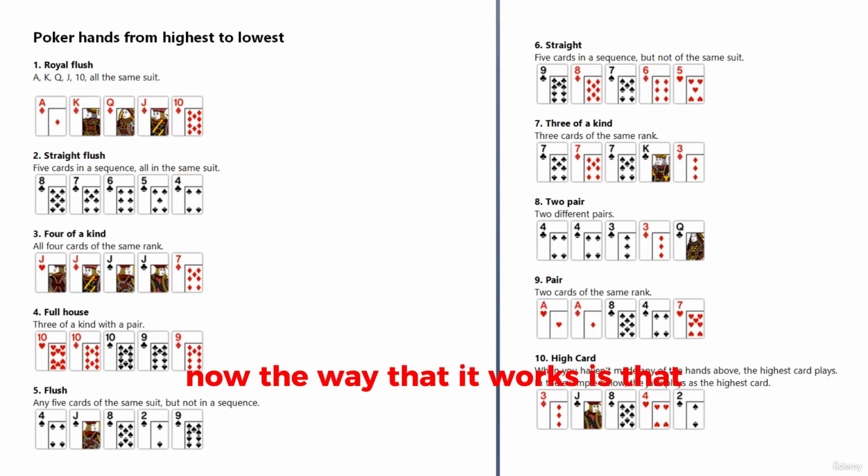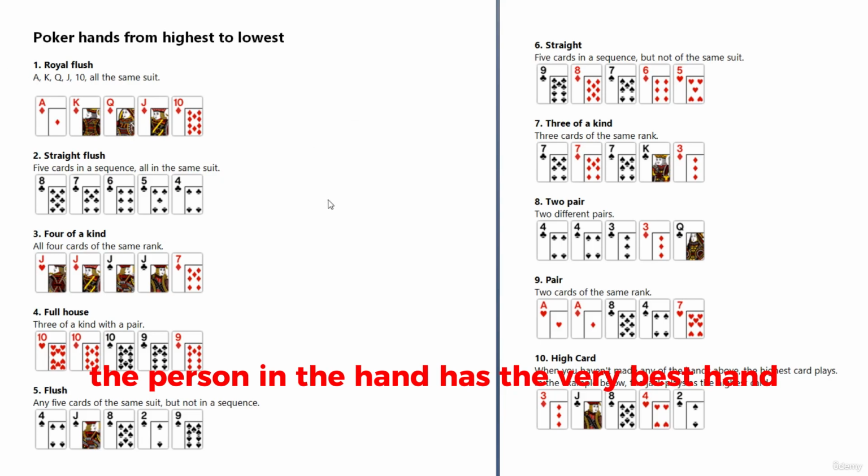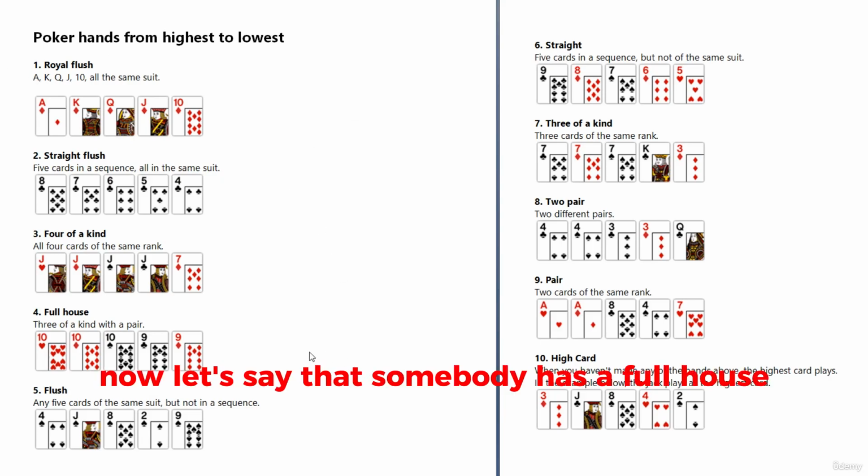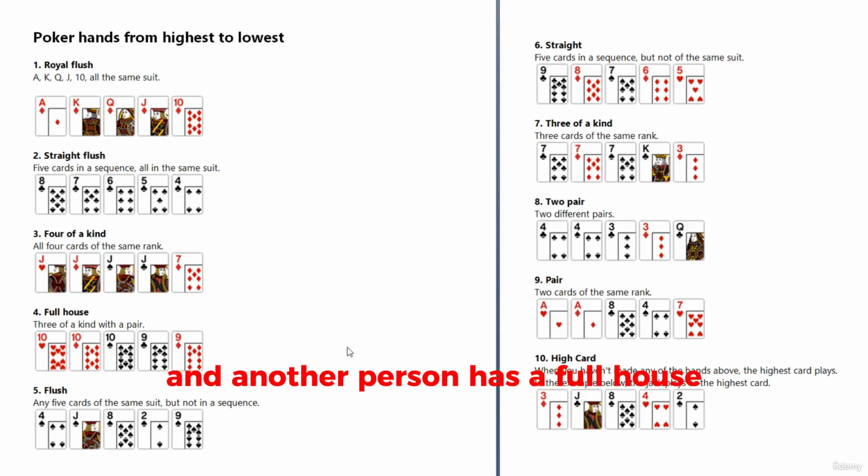Now the way that it works is that, let's say one person has 1 pair, another person has 2 pair, the person with 2 pair wins. If another person has 3 of a kind and another person has a straight, the person that has a straight wins. So it's always the person in the hand that has the very best hand. Now let's say that somebody has a full house and another person has a full house. Well, the person that has the bigger full house is going to win. So you can have smaller full houses, you can have bigger full houses.